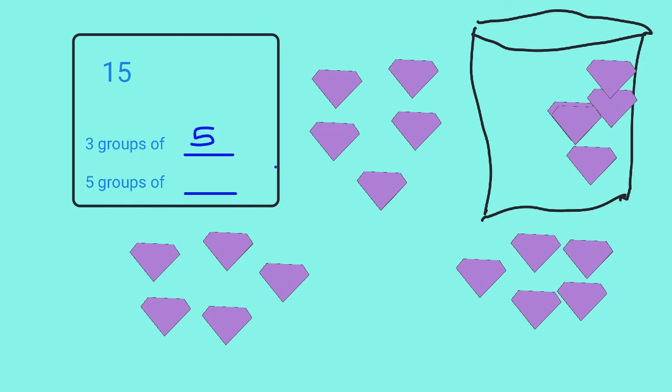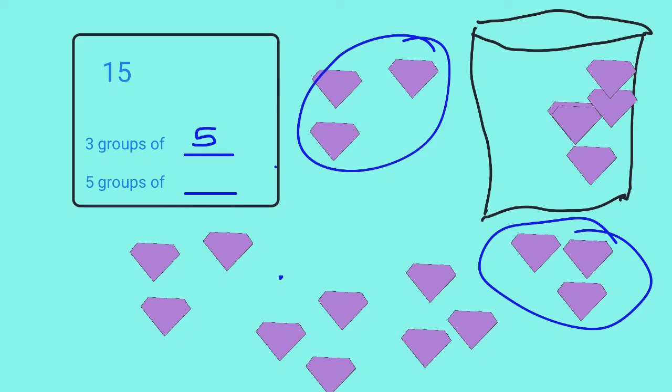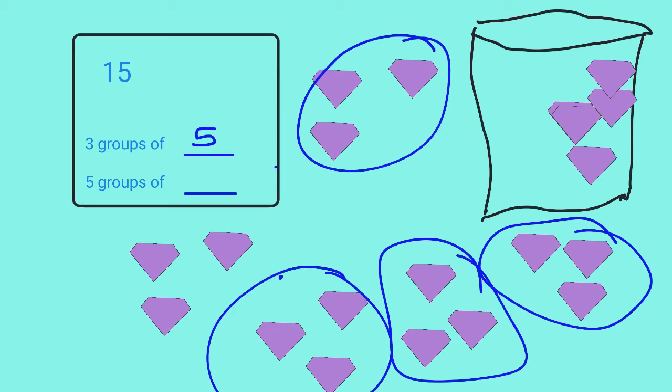Now if we want to divide that again, we could divide it into 5 groups of how many? Get ready? 3. 5 groups of 3. So let's do that. 1, 2, oops, 3. So yes, we have now, let's count them. 1, 2, 3, 4, 5 groups of 3.